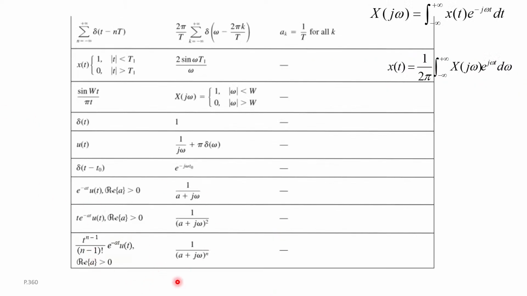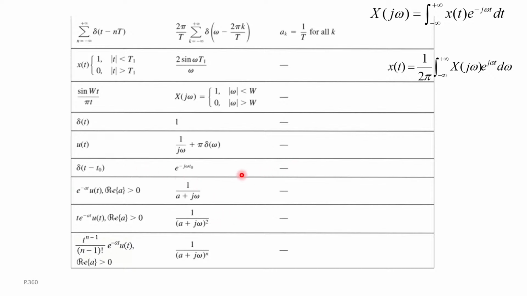And then something we talked about just today, kind of. This e to the minus at, this exponential decay, transforms to 1 over a plus j omega. So these are the first few examples we have. And it's actually quite important, because we are going to see very soon that they are useful in solving differential equations.